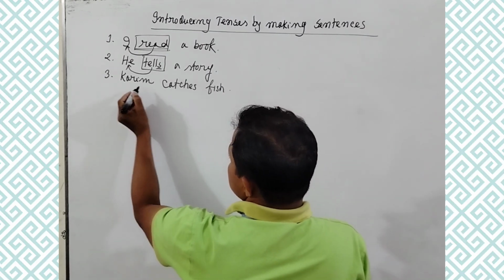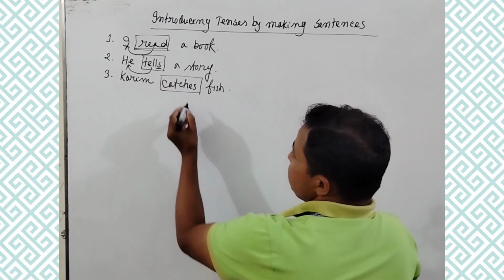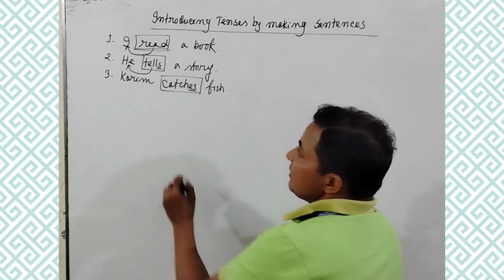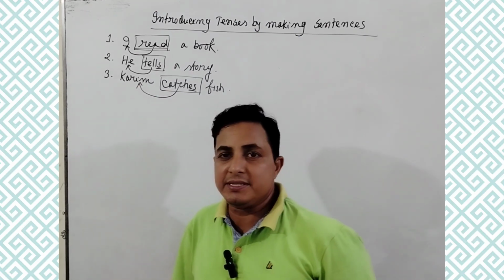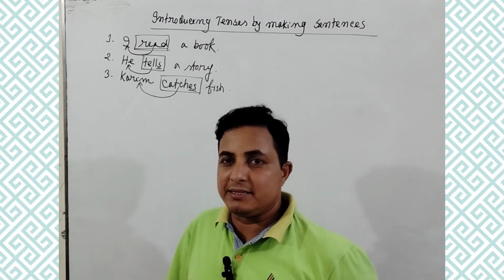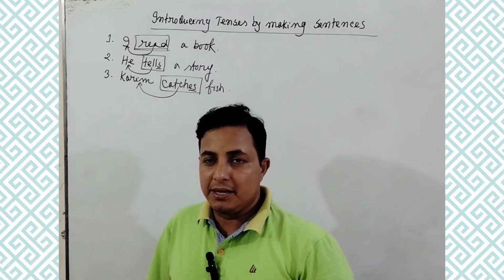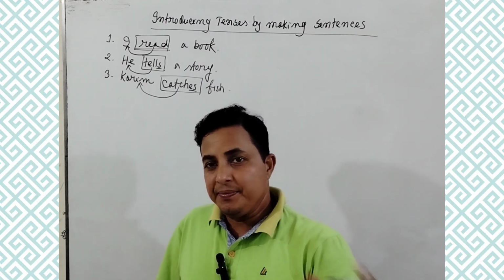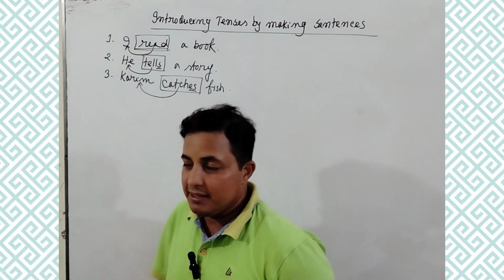And another sentence, Karim catches fish. Look very attentively. The main verb is catch and it adds es. And why? Because the subject of the verb catch is Karim. Karim is also third person singular number. Previously I also mentioned only third person singular number follows this rule. After a third person singular number subject, the verb is added with s or es.